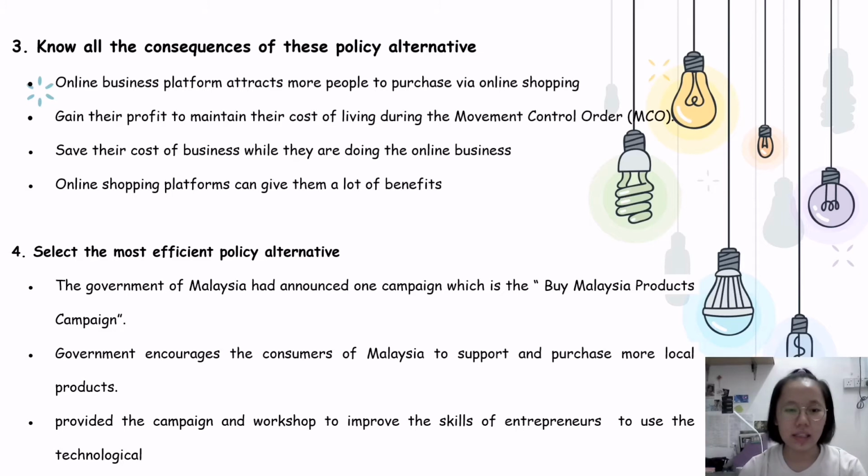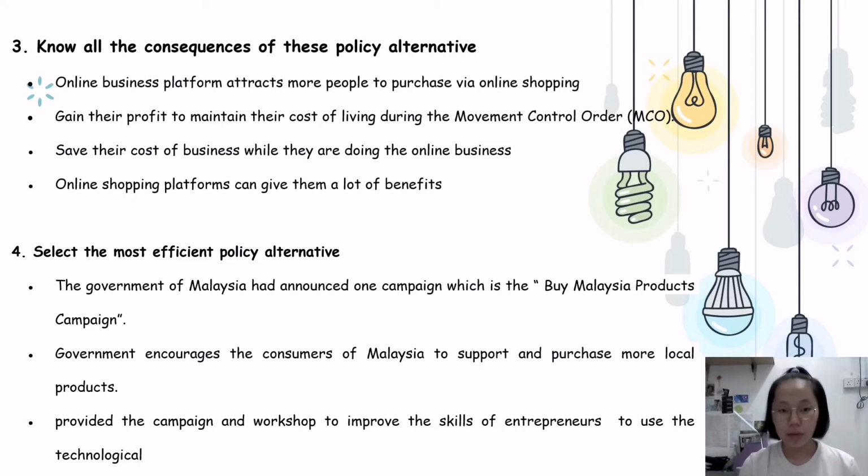The last one is select the most efficient policy alternative. So the government of Malaysia has announced one campaign, which is the Buy Malaysia Product campaign. The objective of this campaign is to help the local entrepreneurs when facing the challenges during the pandemic period. The government also encourages Malaysian consumers to support and purchase more local products.